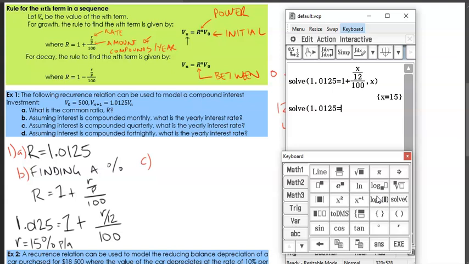1.0125 is equal to 1 plus fraction. Your rate is what you're trying to figure out, X. The amount of compounds per year in this case is 4, and this will be all over 100 to the power of 4, comma, X. In this case, it's 5. So for quarterly, this one is 5%.